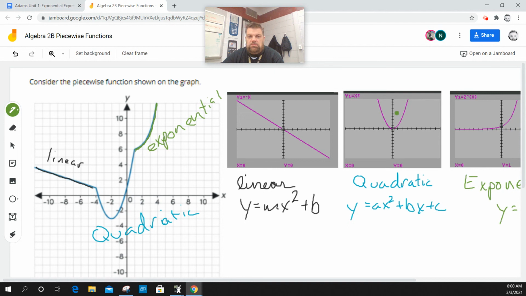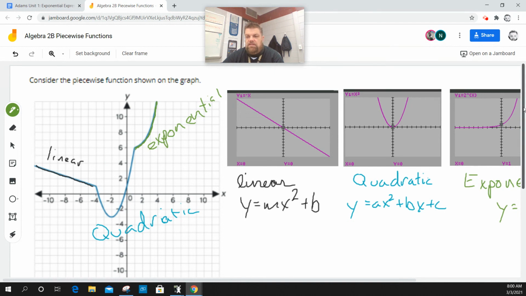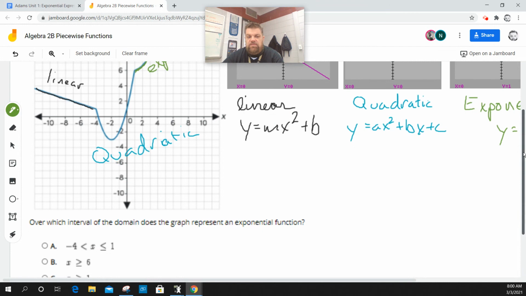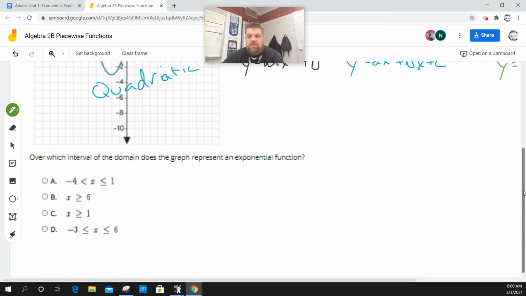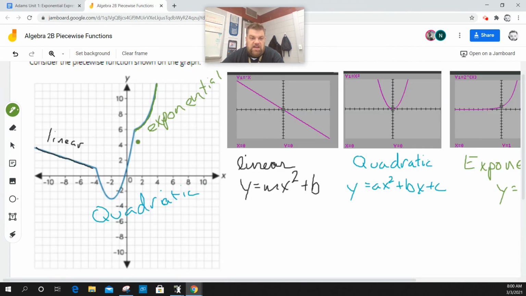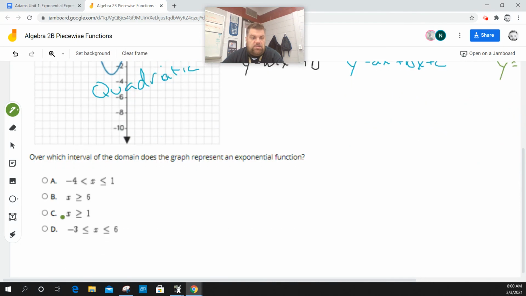So we're putting all of them together in the piecewise function, but it says, what is the domain? Well, the domain is the x value. So this looks like it starts at x equals 1 and then continues on this way. All right. So then our answer would be C.